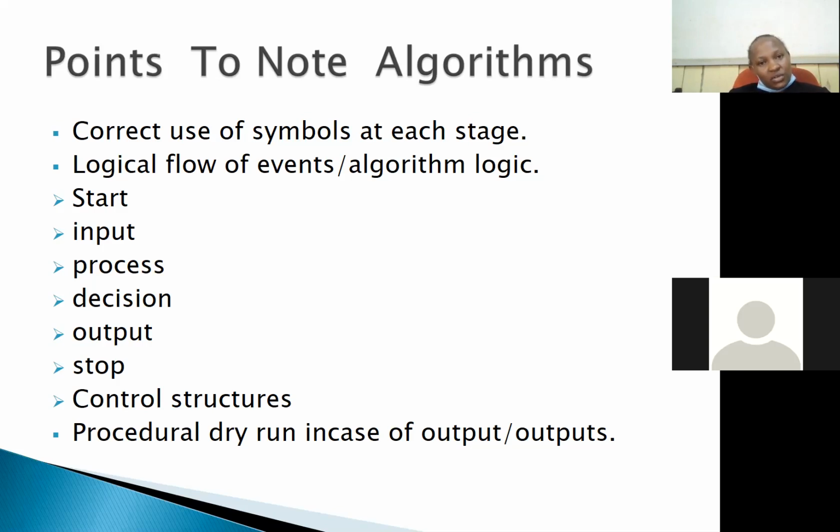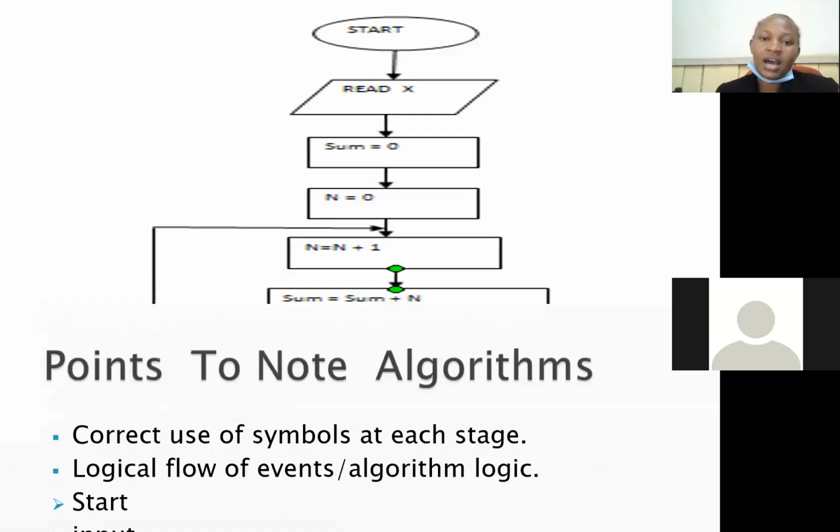Then points to note again is the procedural dry run in case of output. I've said output because in one case you have one output and in another case you can have several outputs that are maybe within the loop or outside the loop. Let's say, for example, you can output sum that can be outside the loop. You can also be told to output average and other variables that may require outputs. Again, if it's a number that's accumulating and you're supposed to output it within the loop, then the candidate will show several outputs.